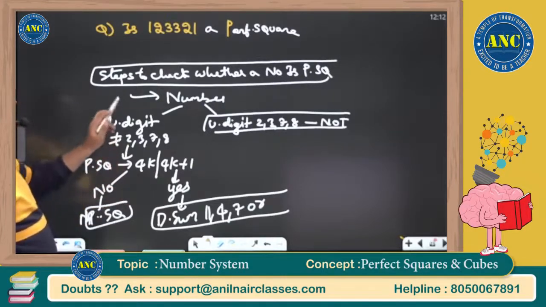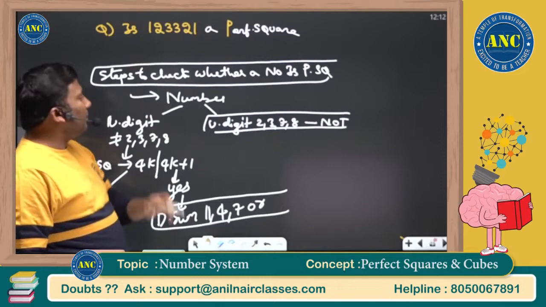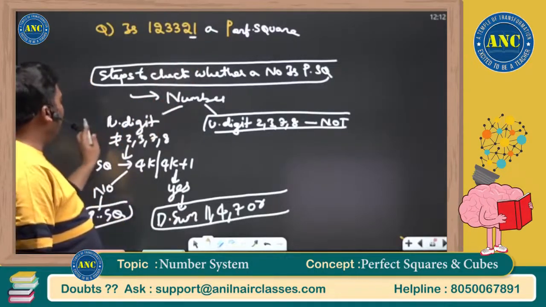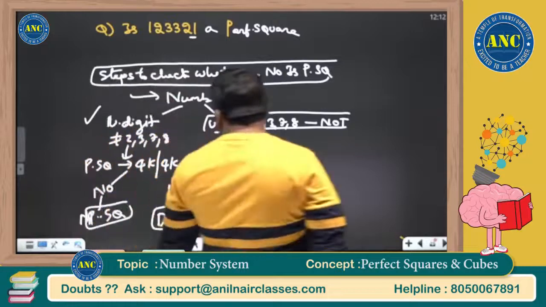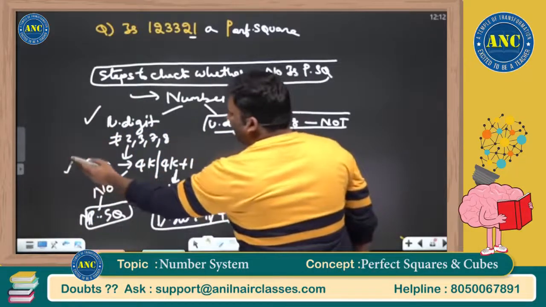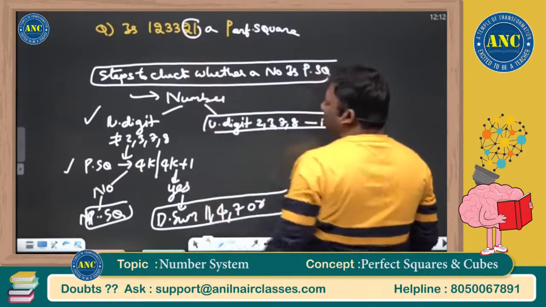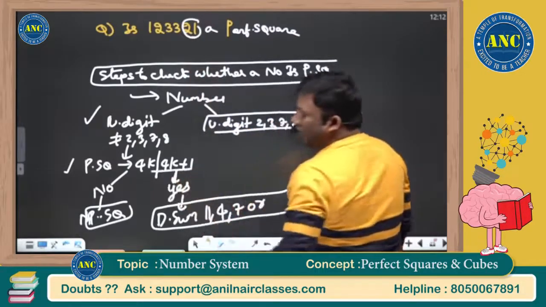Now, step by step, we will see. There is a number given. The unit digit is not 2, 3, 7 or 8. This step is satisfied. Second step, check whether the number is of the form 4k or 4k plus 1. 21 is 4 into 5 plus 1.